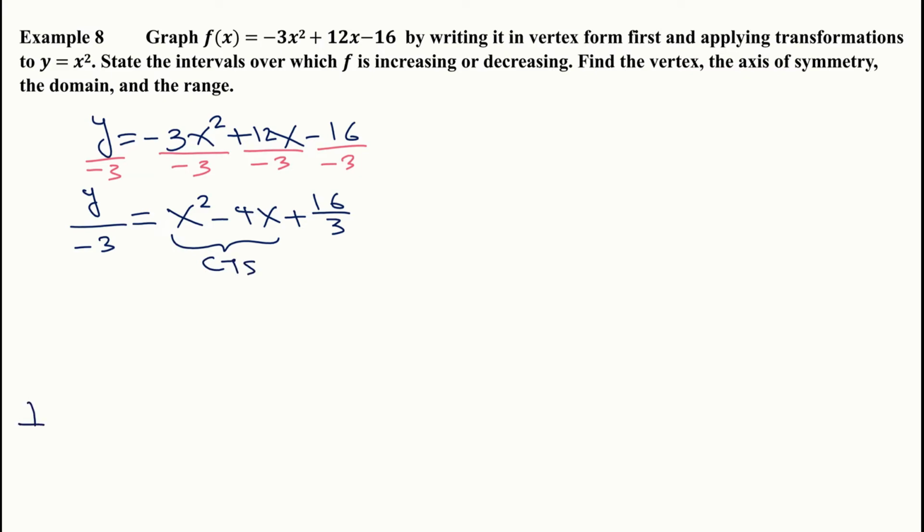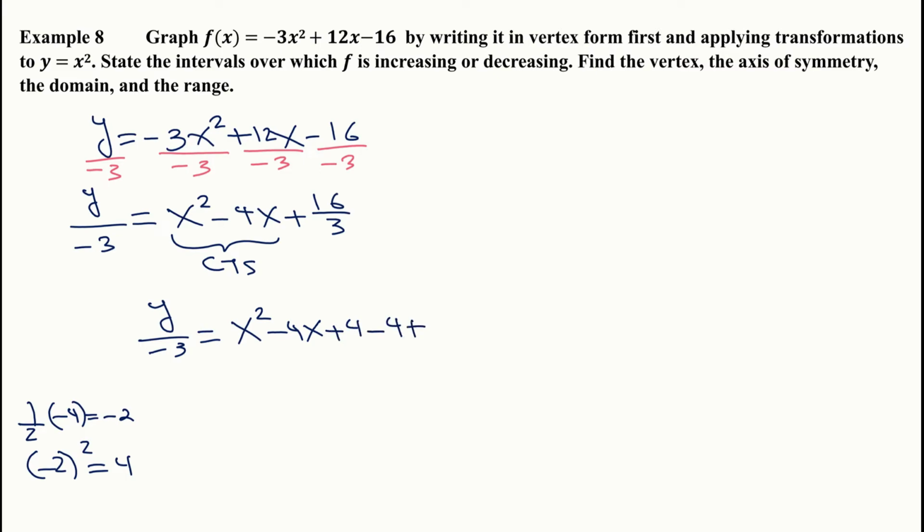So we're going to take 1/2 of negative 4, which is negative 2, and we're going to square that to get 4. So we get y over negative 3 equals x squared minus 4x. We need to add a 4. And right away, we'll go ahead and subtract the 4. And don't forget, we still have plus 16 over 3. So we're going to group those together for a perfect square trinomial, and we'll group those together for a constant. So we get y over negative 3 equals quantity x minus 2 squared.